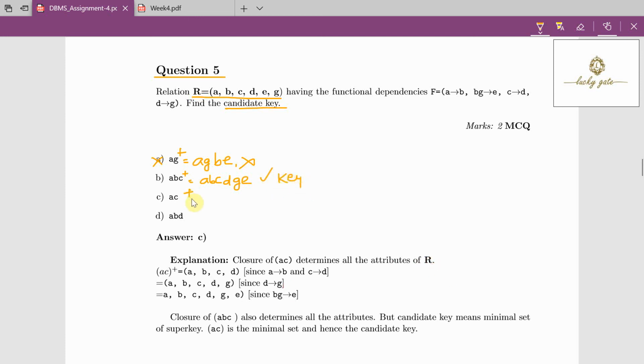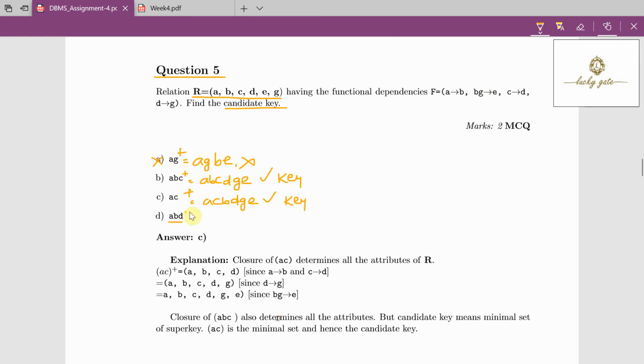Check for option C, AC closure. That is A, C. With A we have B. And with C we have D. With D we have G. With B and G we have E, based on the second dependency. This also contains all attributes. We call it a key.